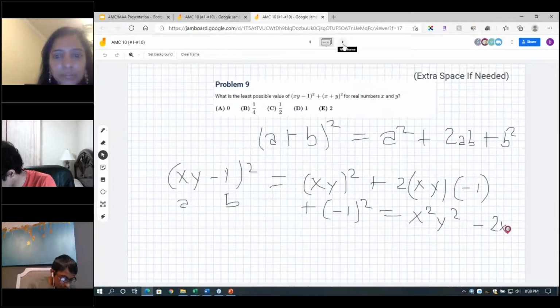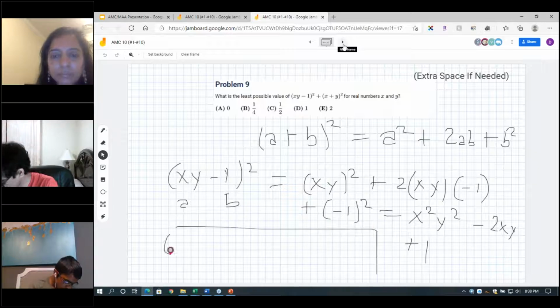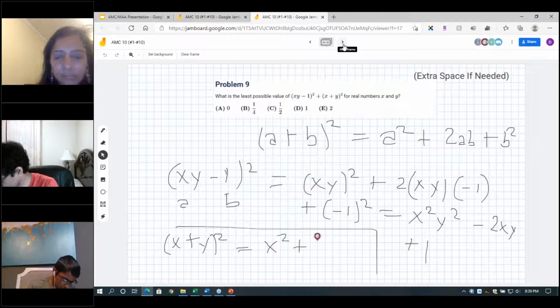And then for the x plus y squared, instead of having a and b, we have x and y. So we would have x plus y squared, just copying this formula, instead of having an a, having an x, plus 2xy plus y squared. And can you go back to the previous slide?